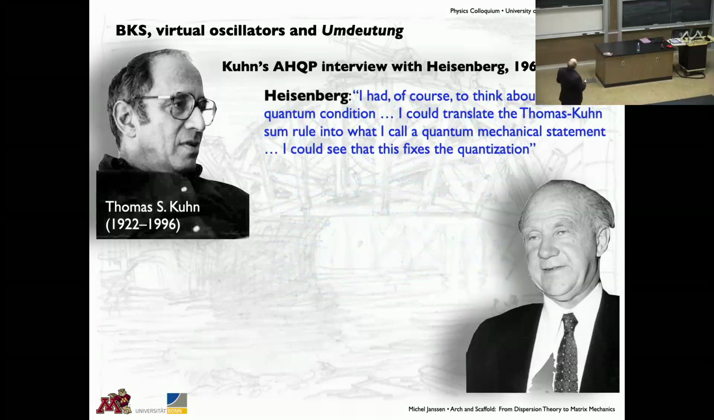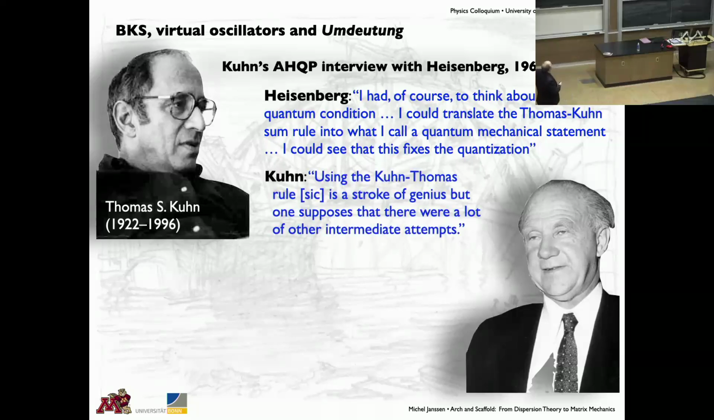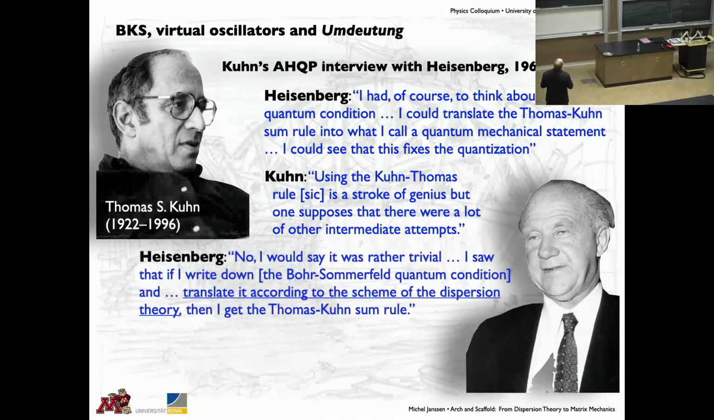So Kuhn goes on. He says, of Heisenberg, I had, of course, to think about the quantum condition. I could translate the Thomas Kuhn sum rule into what I call a quantum mechanical statement. I could see that this fixes the quantization. And so Kuhn says, well, using the Kuhn-Thomas rule, so clearly he is uncomfortable referring to this as the Thomas Kuhn rule. He's the only one I know that refers to this as the Kuhn-Thomas rule, is a stroke of genius, but one supposes that there were a lot of intermediate attempts. No, says Heisenberg, I would say it was rather trivial.